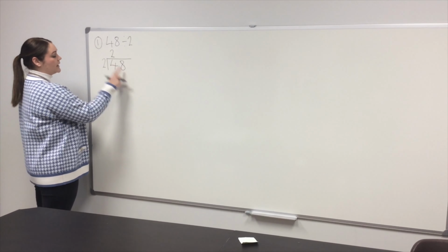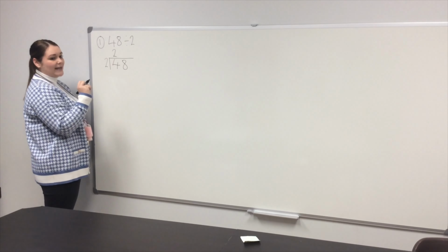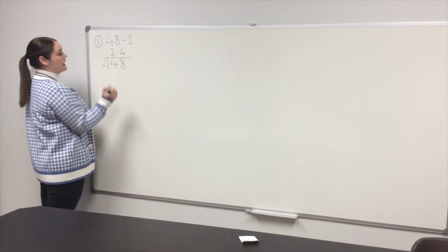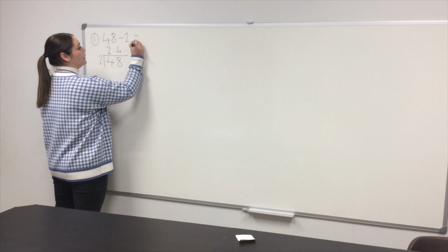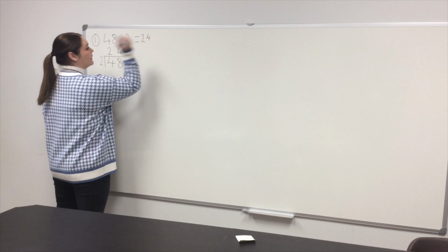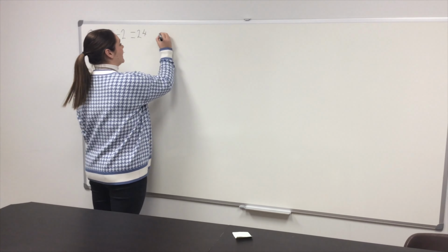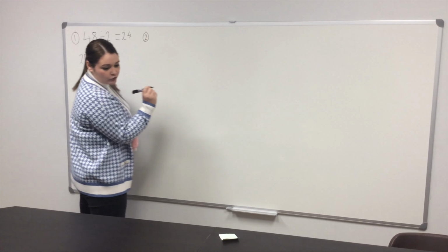We then move on to our second number. How many times does 2 go into 8? And that is 4. So the answer is 24. So 48 divided by 2 is 24. So that's example 1. Let's have a look at another one. So question 2.